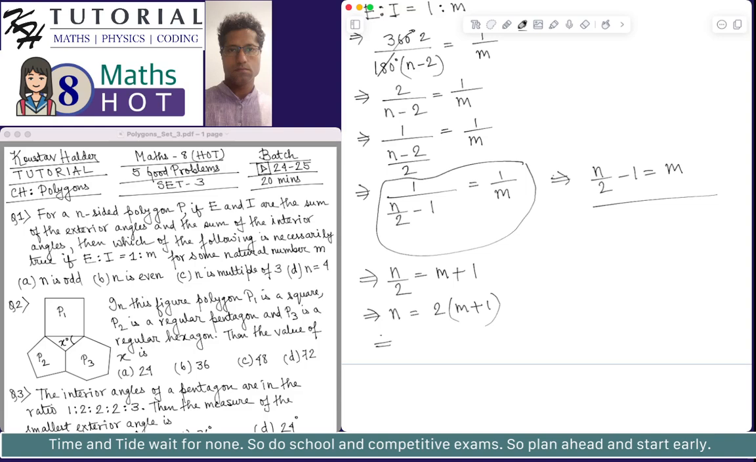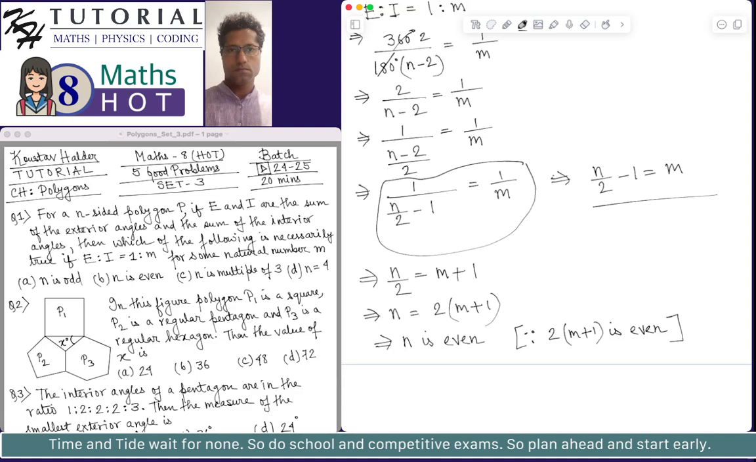So n has to be an even number. From here we can easily say that n is even, because 2 into m plus 1 is even. Any natural number which has a factor 2 must always be an even number, because it will always be divisible by 2. So twice of m plus 1 is always an even number, which means that n has to be even.